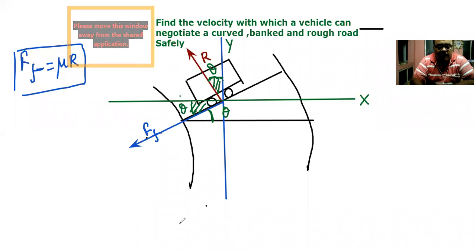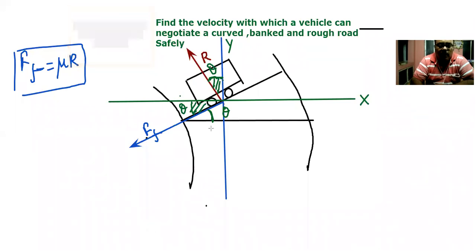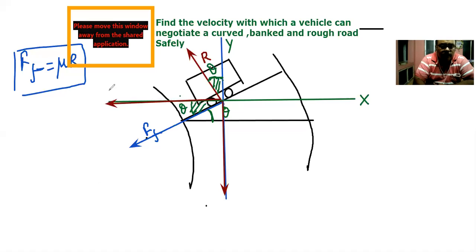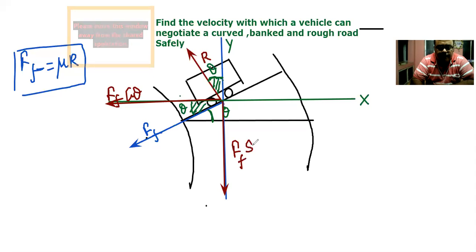Now I will resolve this particular frictional force into two components, one along the x-axis and the other along the y-axis. If I resolve it along the two axes, this will be your frictional force cos theta, and this will be your frictional force sine theta.